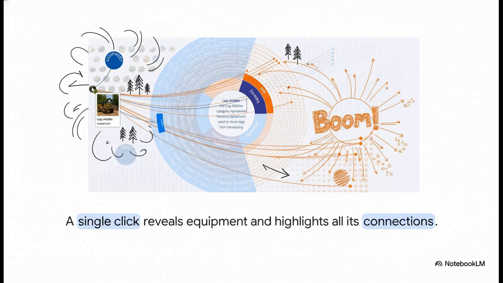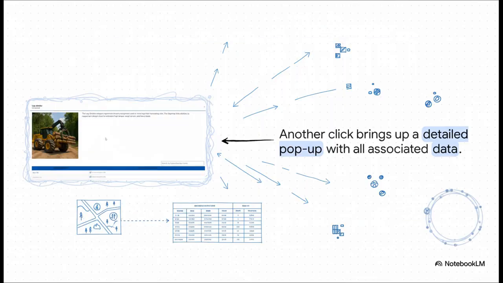But what's even more important, look how the map instantly draws all those lines, highlighting every single connection that piece of equipment has to everything else on the map. But what if you need more info? Well, one more click on that log skidder takes you from the visual map view right into this clean, detailed pop-up. And just like that, you have a table with all the associated data right at your fingertips. See? That's that seamless jump from the big picture overview to the nitty-gritty detail.